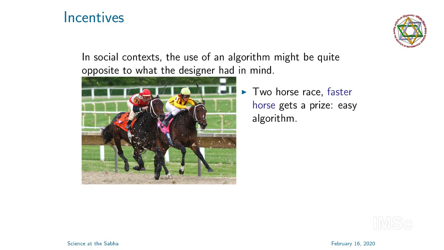Consider this problem. There is a two-horse race. It's a classical race. The faster horse is the winner. What's the easy procedure? Put two people on it and ask them to ride like hell. Whichever horse comes first gets the prize. And that's something that you see in race courses.